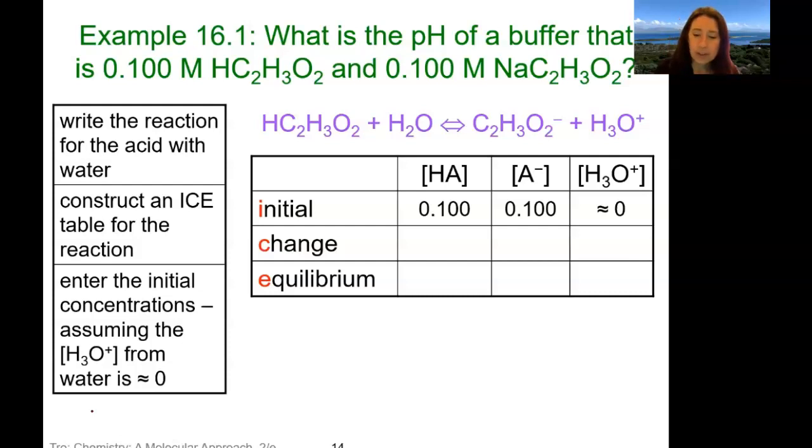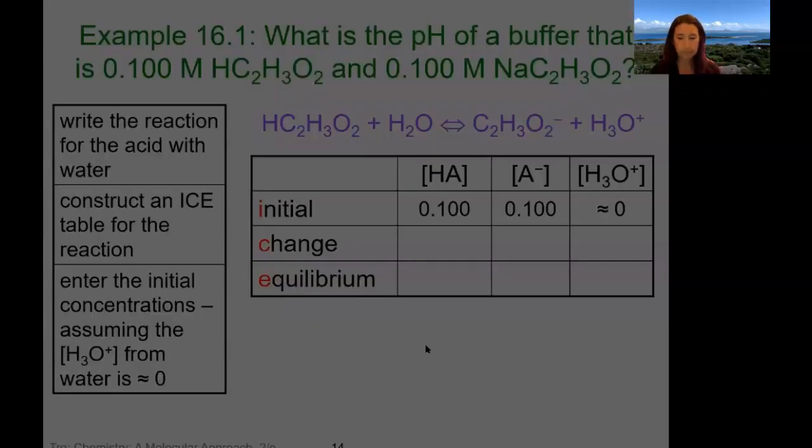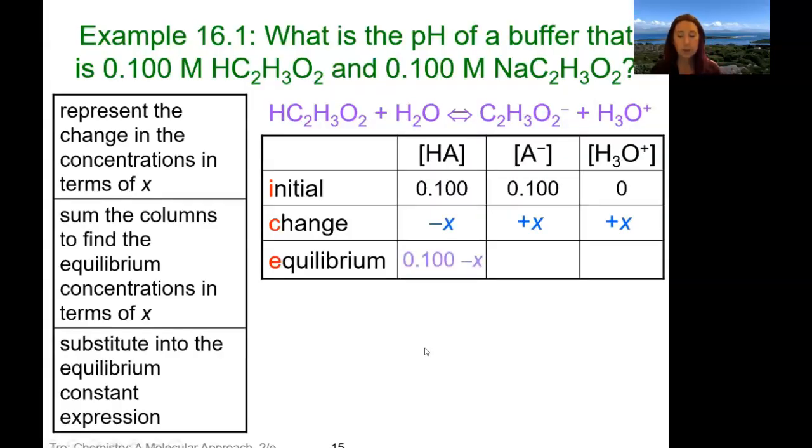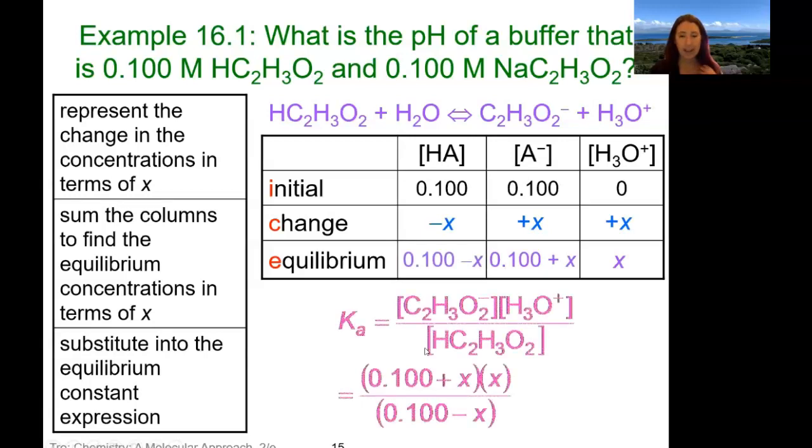So again, remember, this would be HA, and this is A minus, and this is obviously H3O plus. Right, so there's our HA and our A minus. I kind of want to get you used to seeing this HA and A minus. That's why I put these in our ICE tables. So again, this is going to go towards our products. So this is going to be minus X, plus X, and plus X, just like we've done before. So 0.1 minus X, 0.1 plus X, and X.